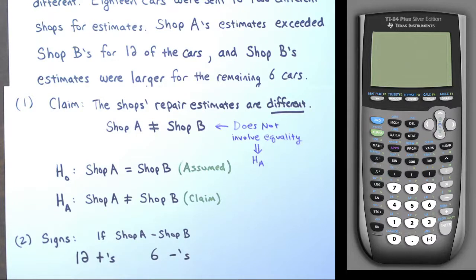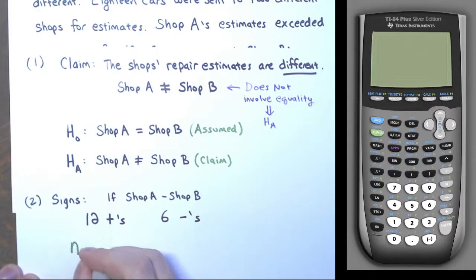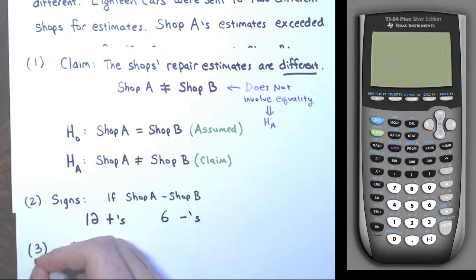So then the value of this n is 12 plus 6, or 18. All right. Okay, that was step 3. I assigned the signs, and step 3 was I find the value of this n.